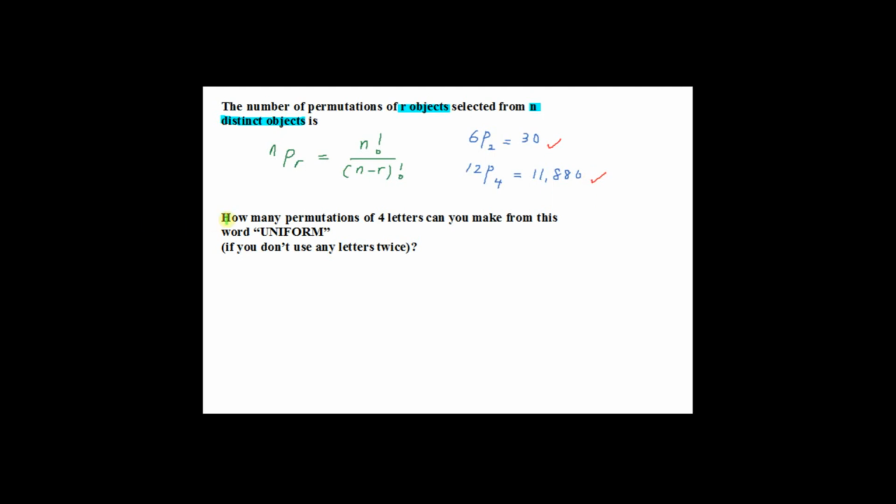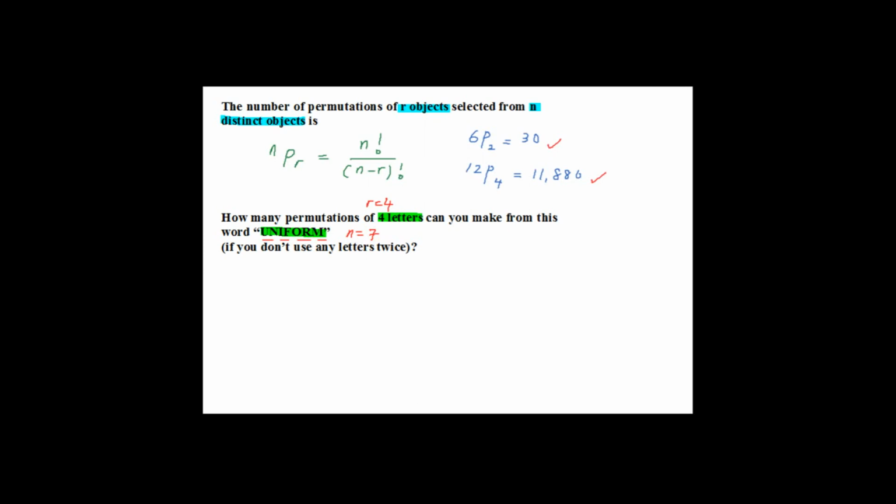Let's look at this example. How many permutations of 4 letters can you make from the word uniform if you don't use any letter twice? So now you're finding the permutation of 4 letters. Your r equals 4. From this word uniform, uniform has 1, 2, 3, 4, 5, 6, 7 letters. Your n equals 7.